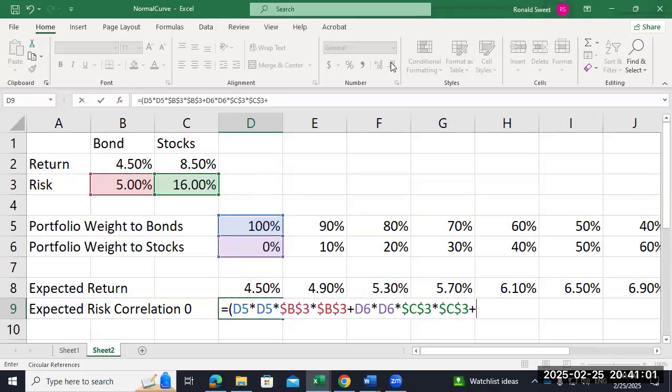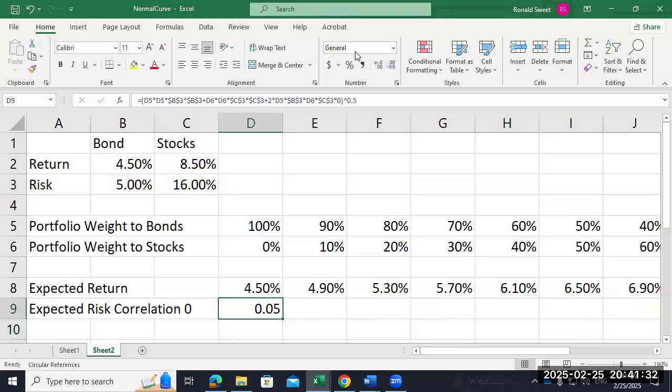What's the next part? Correlation. Well, correlation to me, what do you start with? 2 times weight times risk times weight times risk times what? Times correlation. Raised to the 0.5. Now we're probably gonna get 5% because we're 100% in bonds.